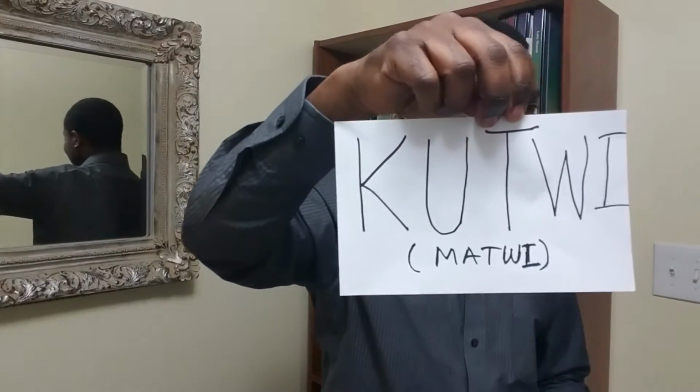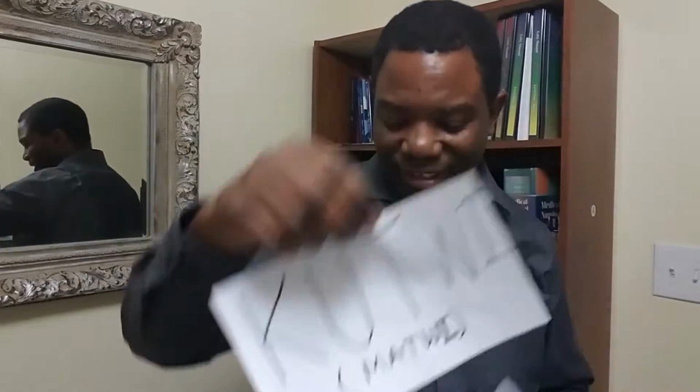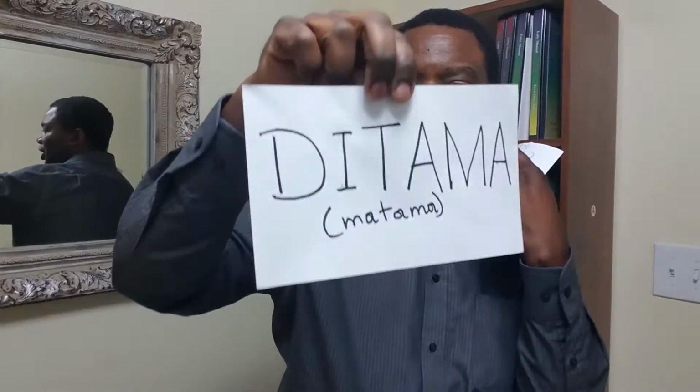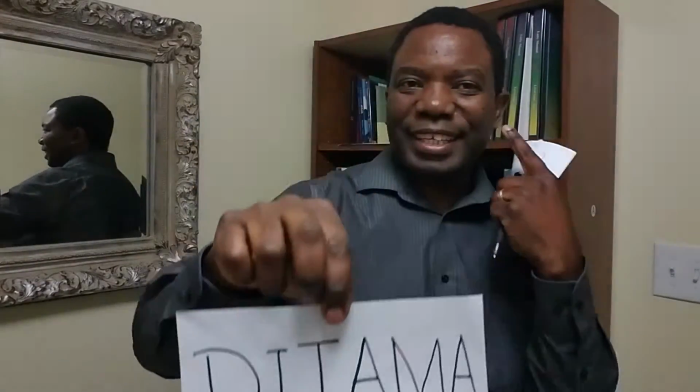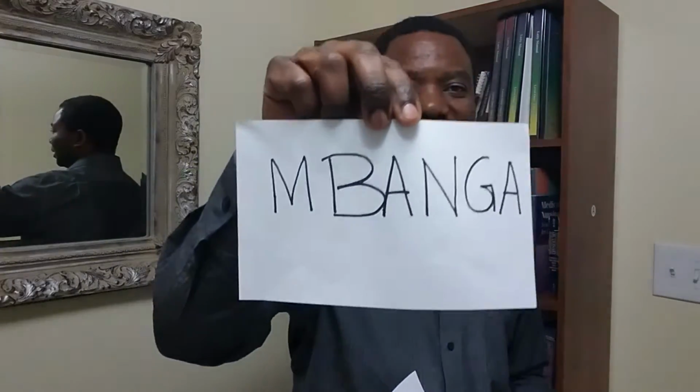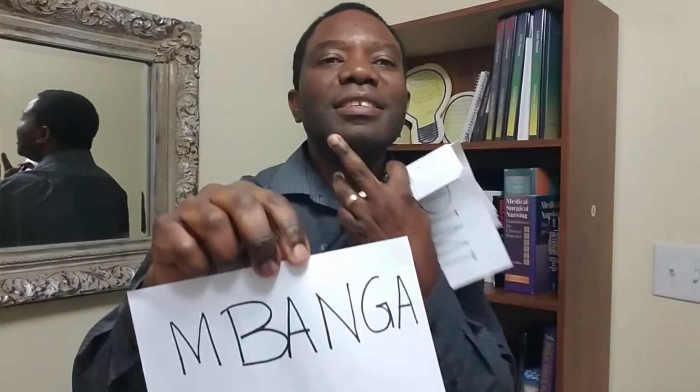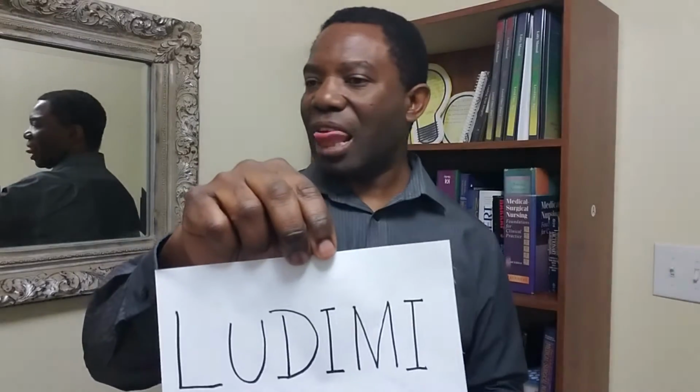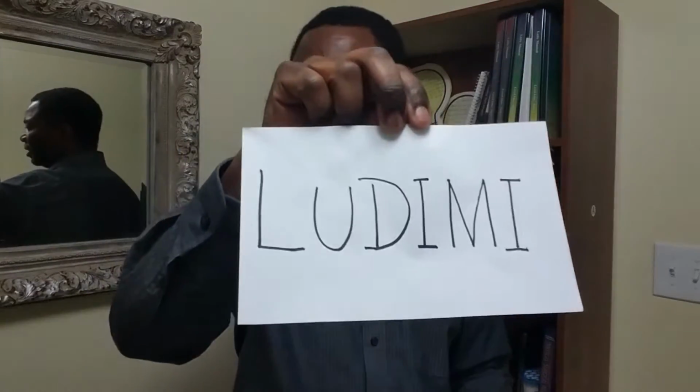Then we have Kutui. Kutui is ear. Okay? We have Ditama, cheek. The cheek means more cheeks. Two cheeks, or more. I agree with that. Then we have Mbanga. Mbanga is this part, the chin. Yeah, the chin. You're right. Then we have Ludimi. It's the tongue. Ludimi, the tongue.